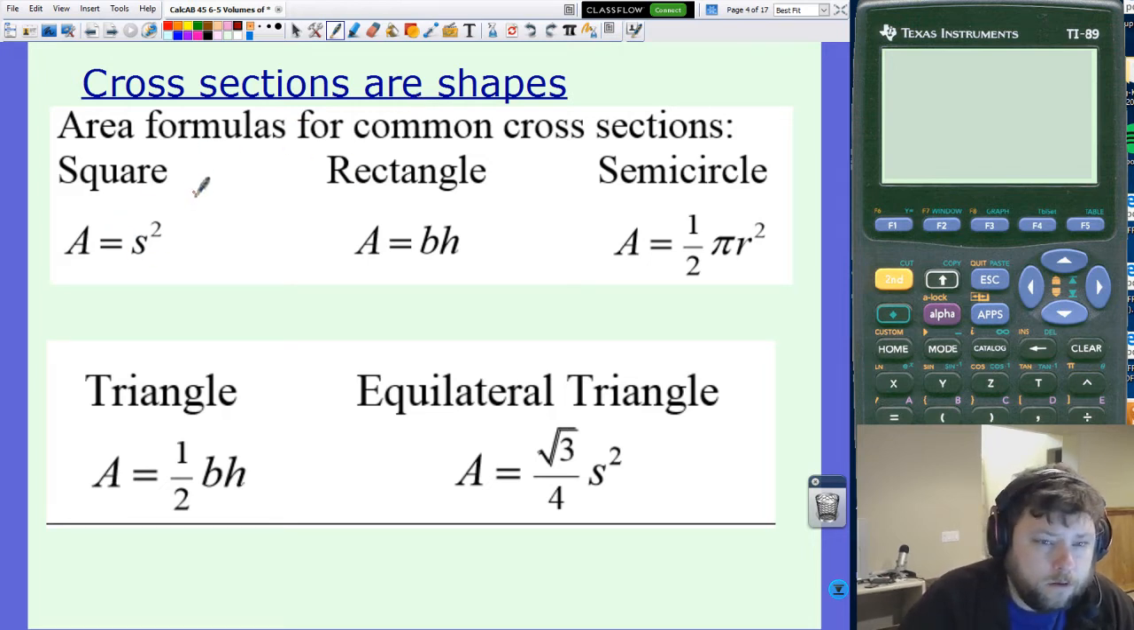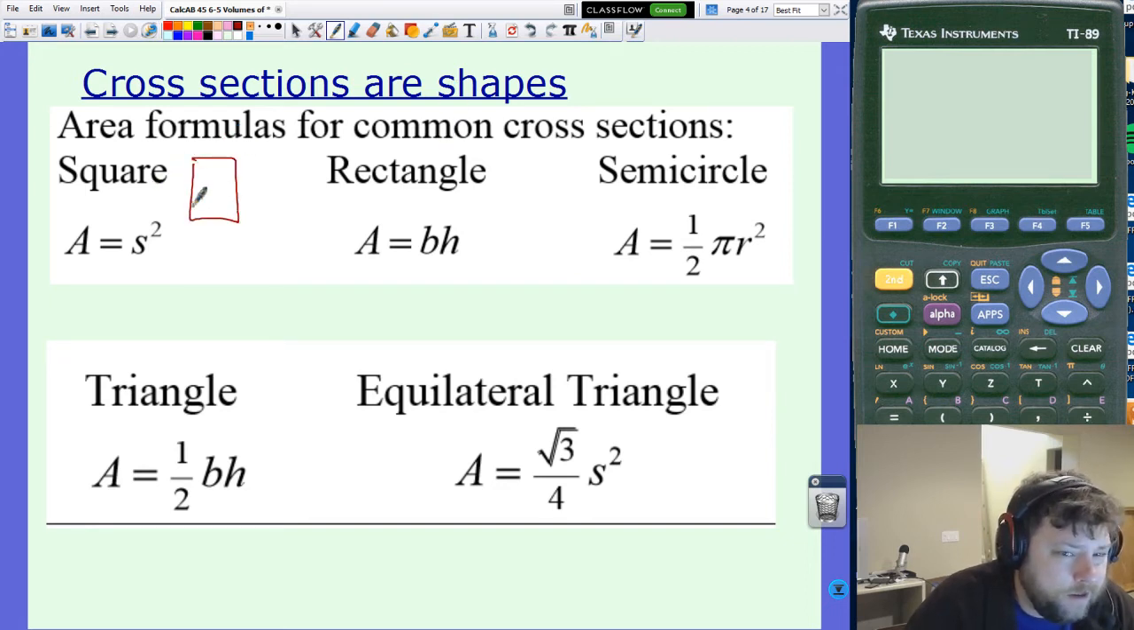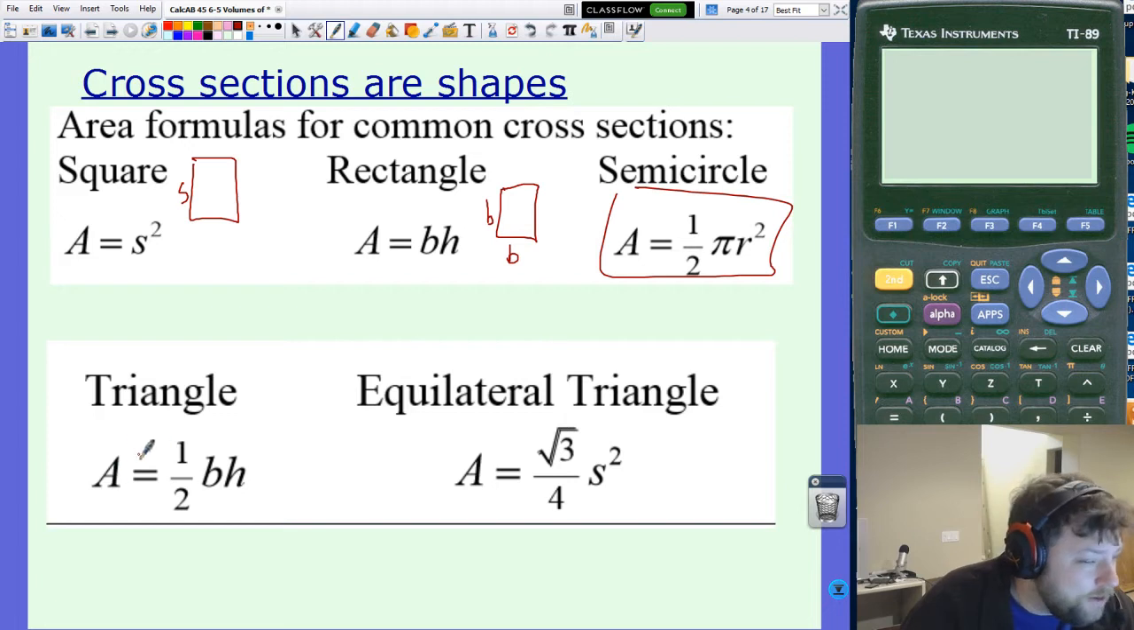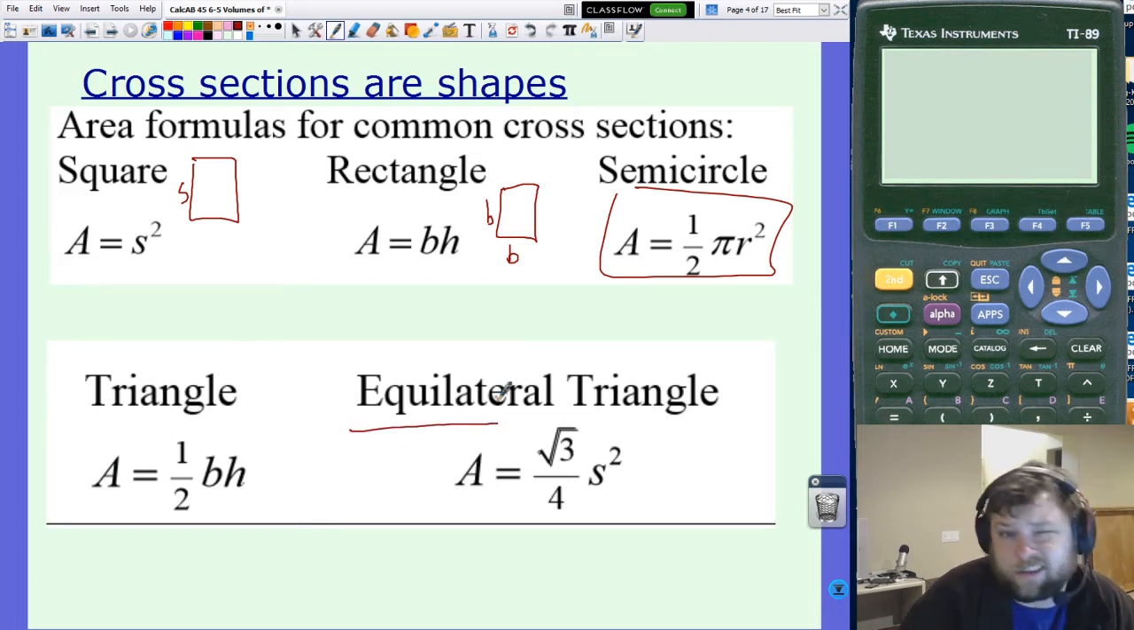We're going to go way back in time, about 3 years ago, and talk about our geometry formulas. The formula for a square is side squared, rectangle is base times height. A semicircle: a whole circle's area is pi r squared, so it's one half pi r squared. A triangle is half base times height, and there's the equilateral triangle. I don't think this really happens, but it's in the notes, so write it down as reference.